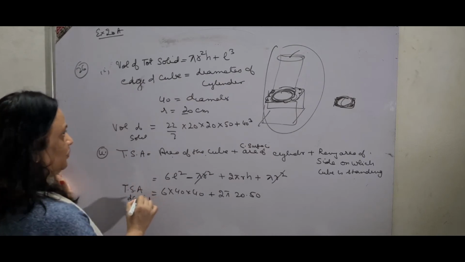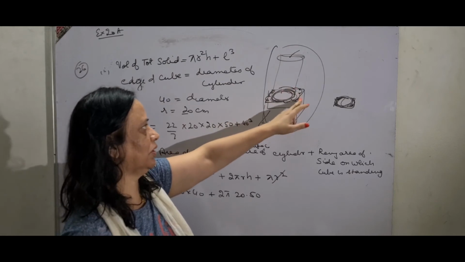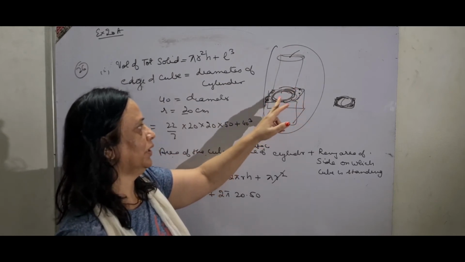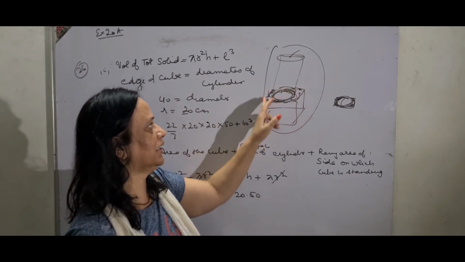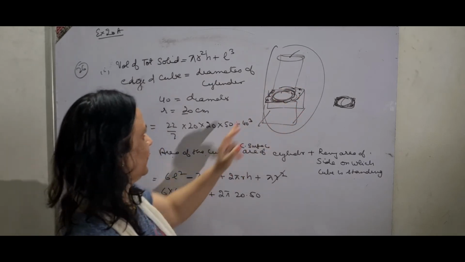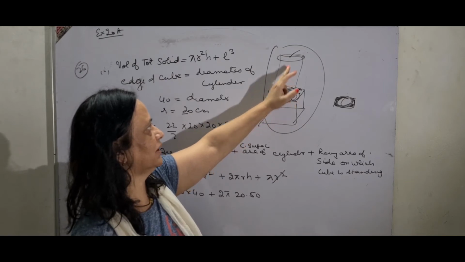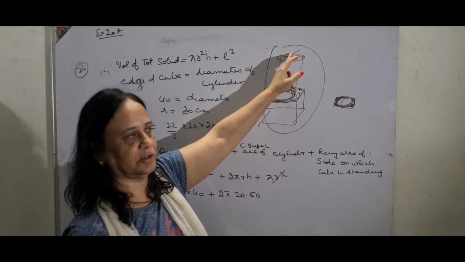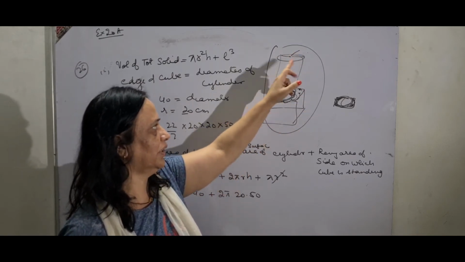Once again I explain: total surface area means all the 5 sides of the cube, and 6 means one side, L square minus pi r square. So I have written 6L square minus pi r square, then the curved surface area of the cylinder and the area of the circle at the top. This will give you the total surface area of the solid.